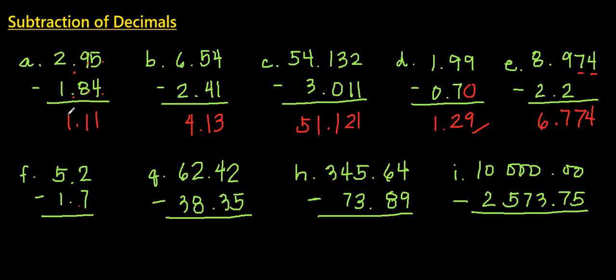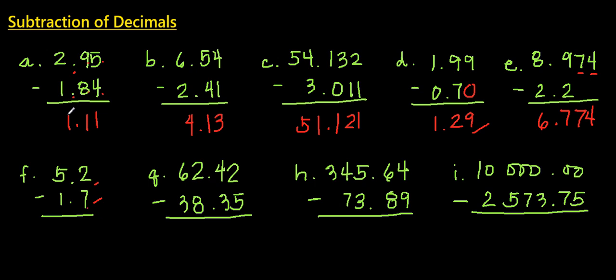Example F, 5.2 minus 1.7. Just like the normal subtraction in whole numbers, you just have to borrow 1 if ever the digit at the upper portion is higher compared to the lower one.